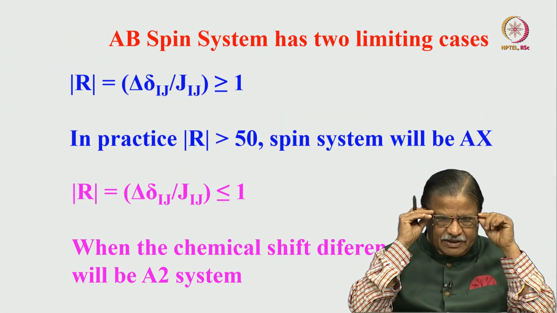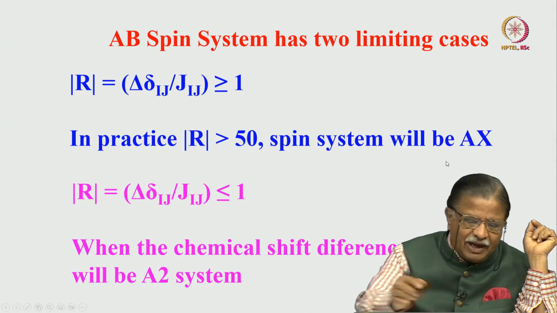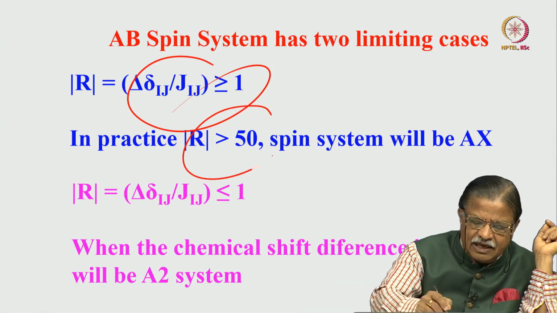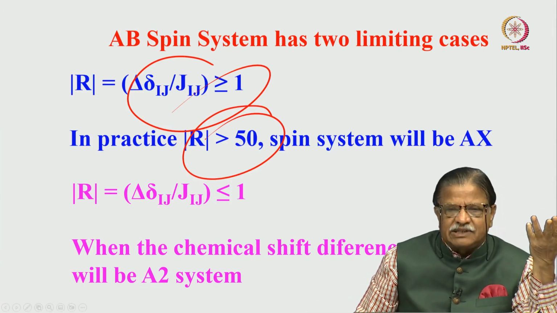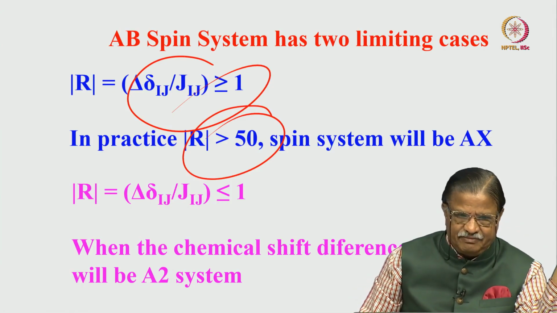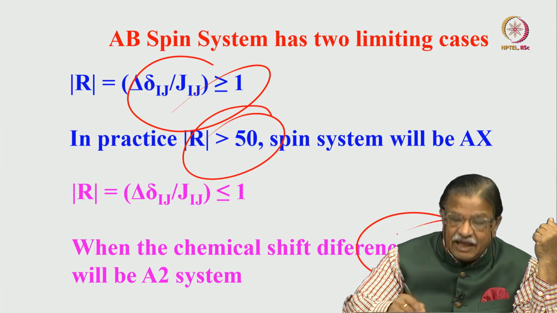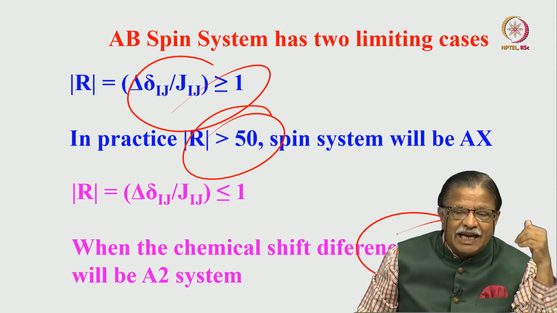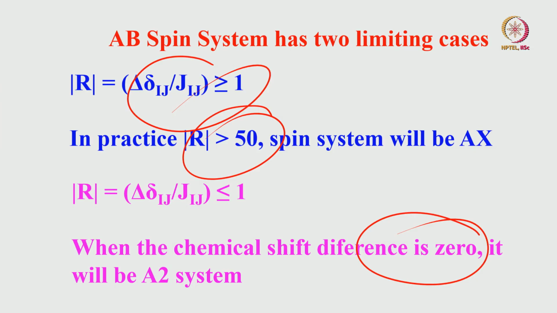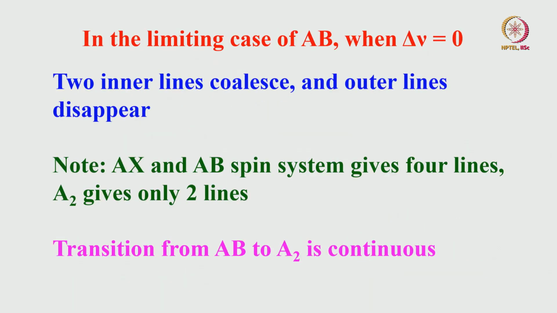Okay, the AB spin case can have 2 limiting cases. One is a situation where delta nu by J is enormously large, in which case AB can go to AX. If it is extremely small, or in a situation where the chemical shift difference is 0, then AB can become A2. Remember, AB can be taken to AX by going to a higher magnetic field, or if you go to a very low magnetic field and the chemical shift difference becomes 0, it can become A2. And remember, the AX to AB, AB to A2 transition is always continuous. Smoothly you can keep changing it.